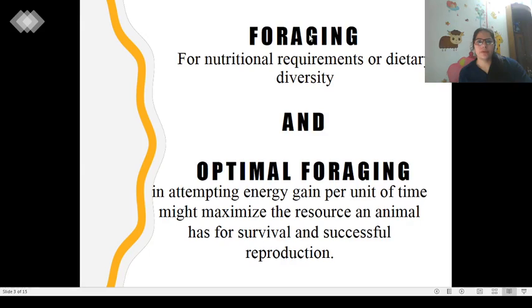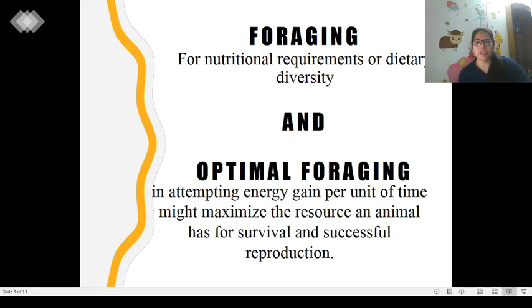I'll go for the foraging of herbivores. Animals forage for nutritional requirements or dietary diversity. Although this is an older and simpler approach, which suggests that animals go foraging to fulfill their dietary requirements, they avoid overeating on toxic plants and other secondary components.